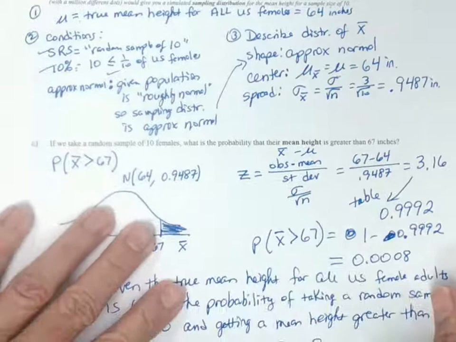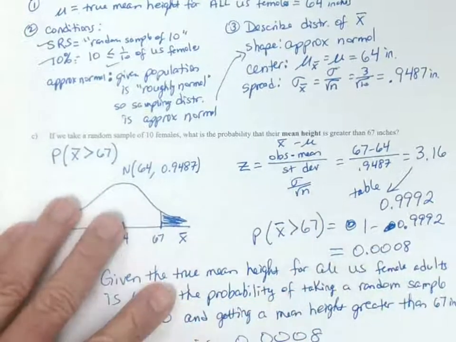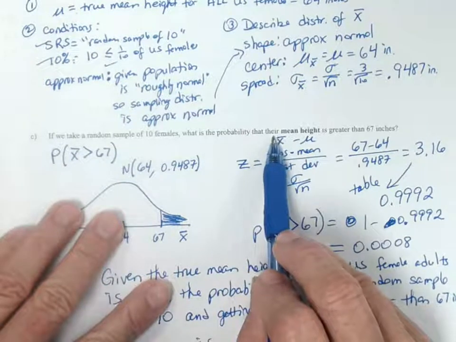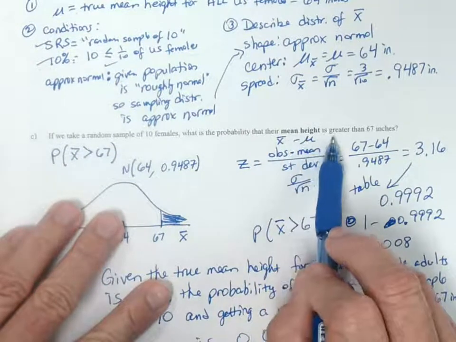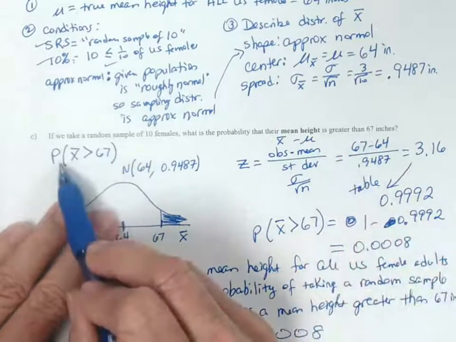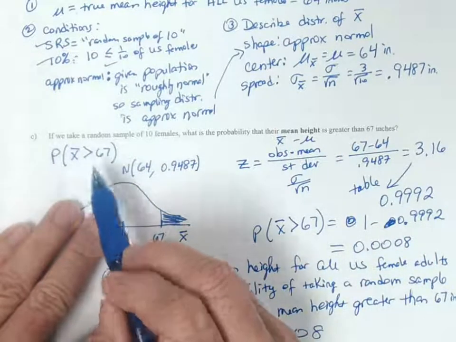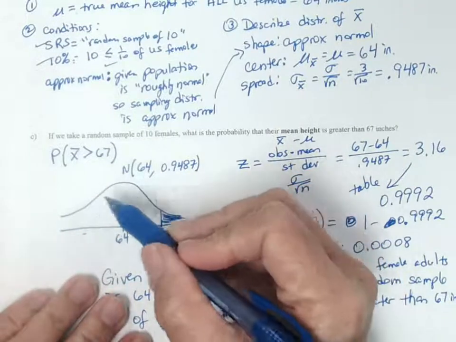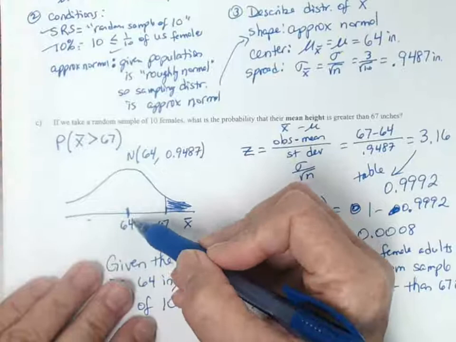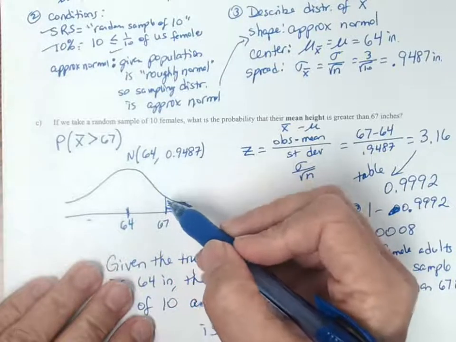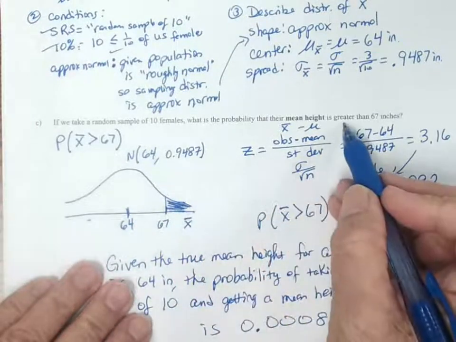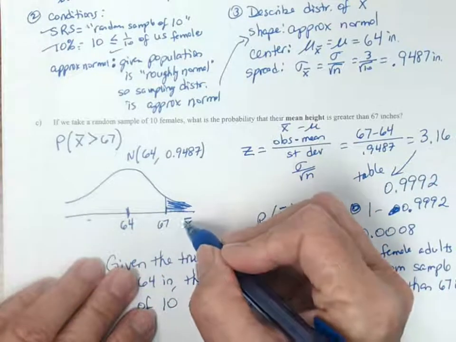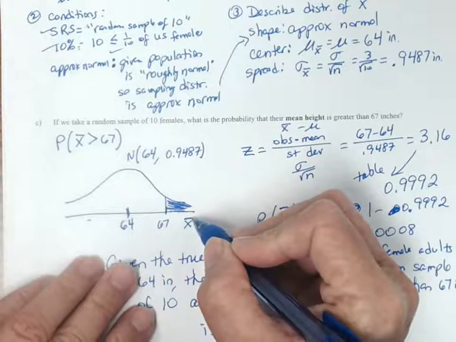Okay, so now we want to do the probability portion. So step 4 is our Z calculations. I am looking for the probability that the mean height, that's X bar, is greater than 67 inches. I label it as normal, with my mean and standard deviation, draw my normal curve, putting in the mean value and the value I'm looking for. I'm looking for 67 or greater, so I shade to the right. And everything on the x-axis represents the mean value from a sample, so X bar.